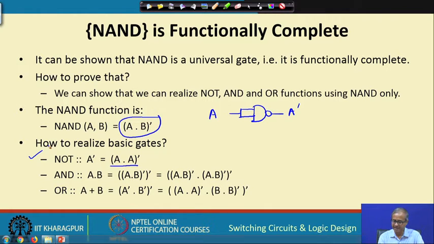Then let us see AND. Well, if I have a NAND gate with inputs A and B, in the output suppose I connect a NOT gate, I already know how to build a NOT gate, I connect a NOT gate. So, this will be NAND, NOT of a NAND is nothing but AND. So, I get an AND gate.